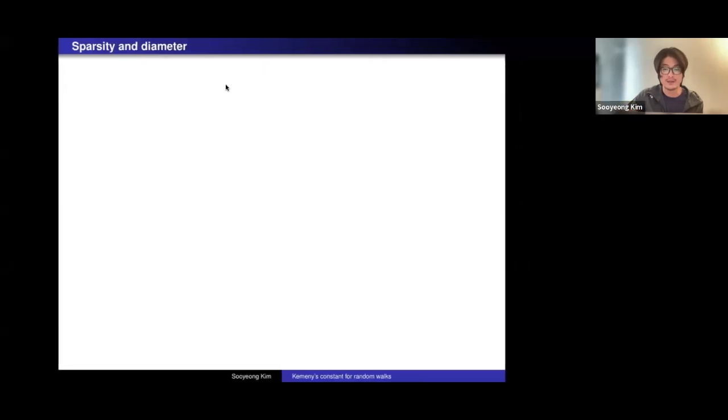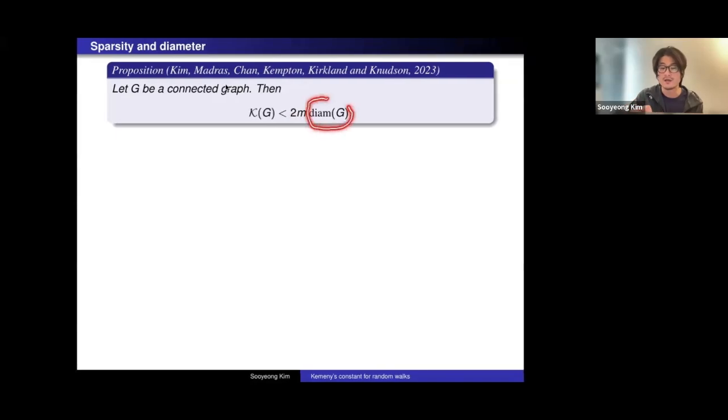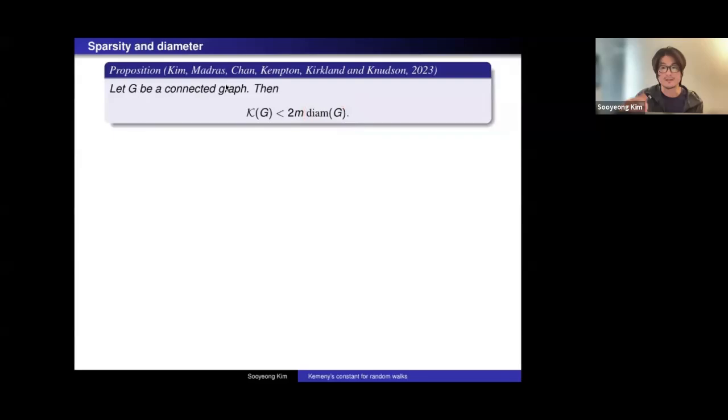Okay. So I raised two factors, sparsity and diameter. So let's think about this. We have proved this result, which is simply proved by using the Markov index and resistance distance. From this inequality, what we can say is, if you want to attain larger Kemeny's constant, then your graph necessarily has many edges, and the graph has a larger diameter, right? Necessarily.